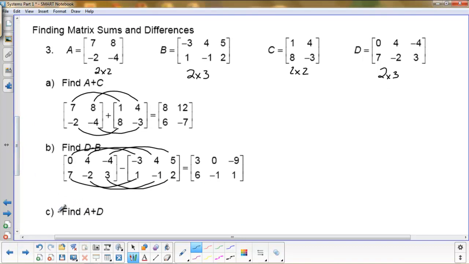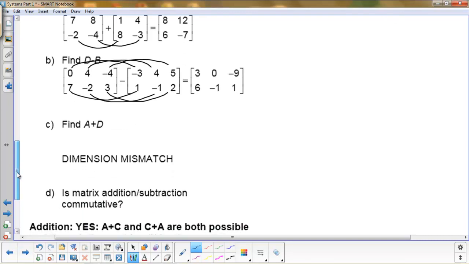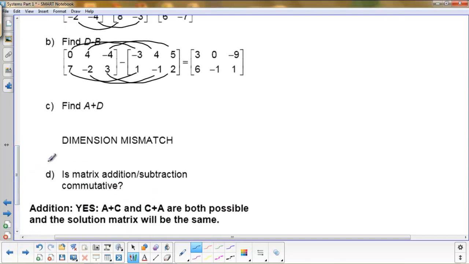On letter C, A plus D. A is a 2 by 2, D is a 2 by 3. That is a dimension mismatch. You do not have the ability to find that solution.